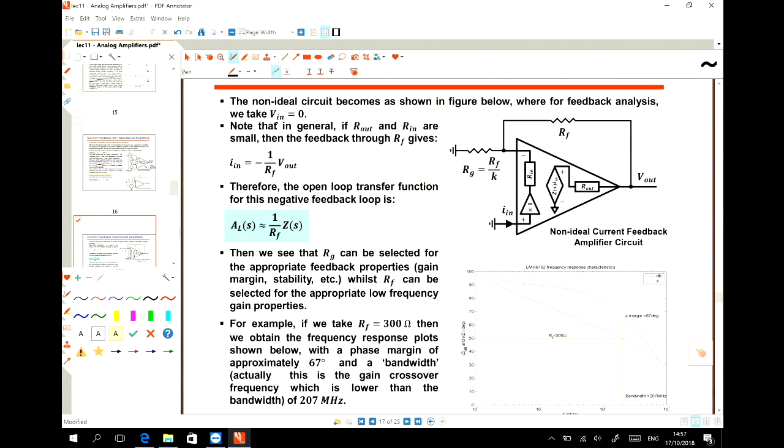Again, we short circuit the input, I mean we say that V equals 0, and then we open the feedback loop here and apply the signal at this point, V test. Then we find V out over V test to find the open loop gain. If you've done that, you will see that A_L equals this value, the open loop transfer function.